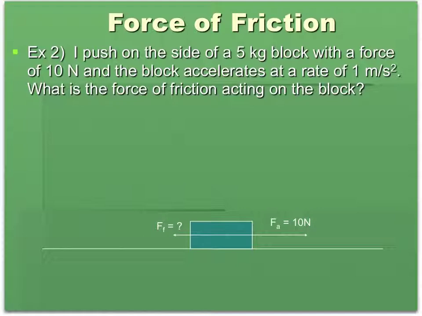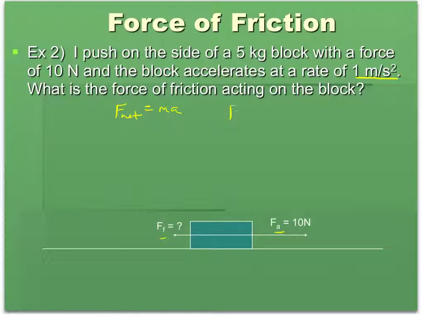In example number 2, you're pushing on the side of a 5 kilogram block with a force of 10 newtons, causing the block to accelerate at a rate of 1 meter per second squared. And you are solving for the force of friction acting on the block. Well, if we apply what we've learned in the last couple lessons, we know that what causes this acceleration of 1 meter per second squared is the fact that there's now a net force acting on the block. So we can say that F net is equal to ma, mass times acceleration, and we also know that for that net force to occur, the applied force that I'm putting on that block has to be greater than that force of friction.